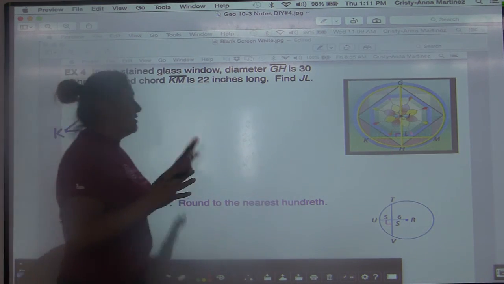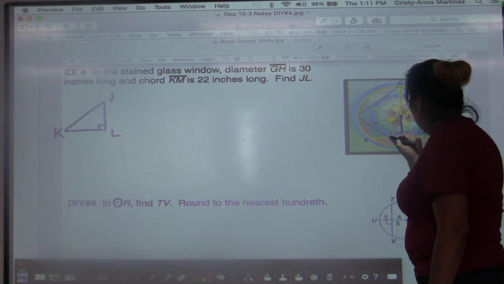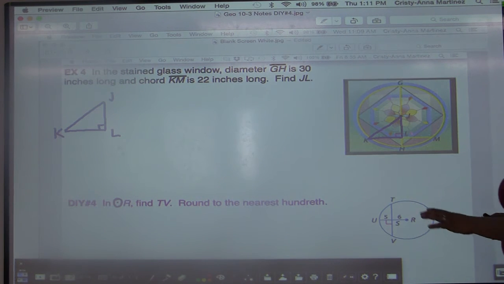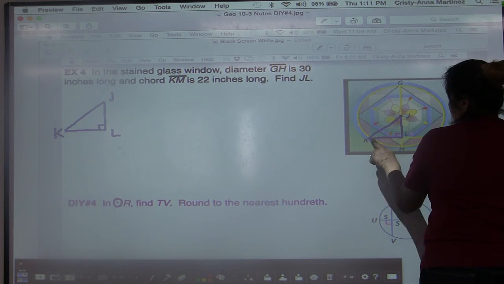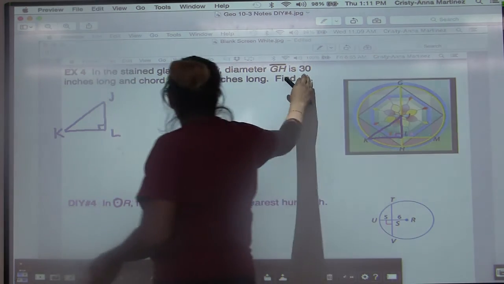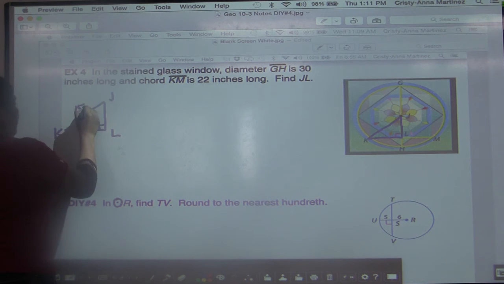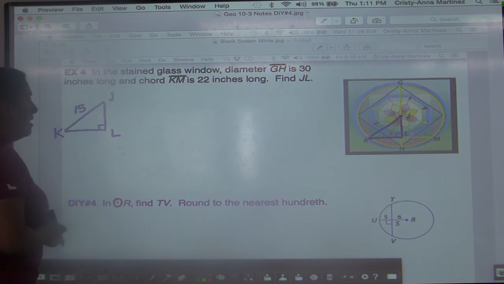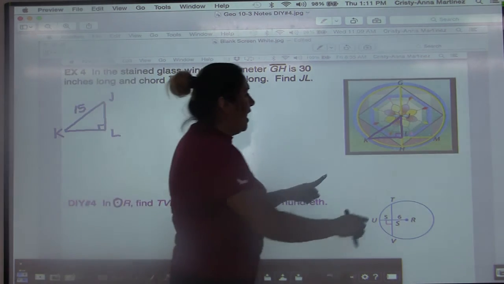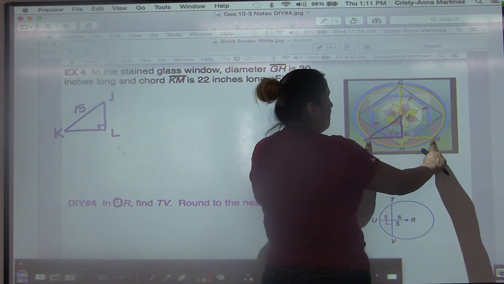So basically, if I were to take this triangle, what I'm drawing for you over there is J, L, K, like that, okay? And what I want you to notice is that the distance from J to K is a radius of the circle. And since we know the diameter is 30, then that means that the radius would be half of that, or in this case, 15. So I'm going to go ahead and put 15 on my diagram. And then furthermore, we are told that KM is 22 inches long, and KM is this chord here, but it is perpendicular to the diameter, which means that it bisects.